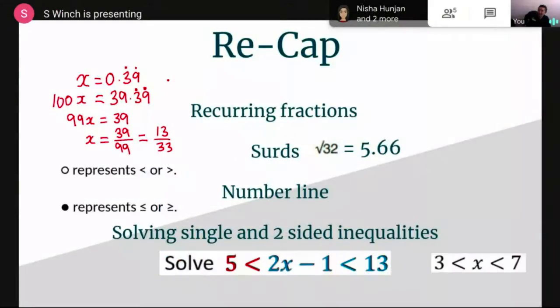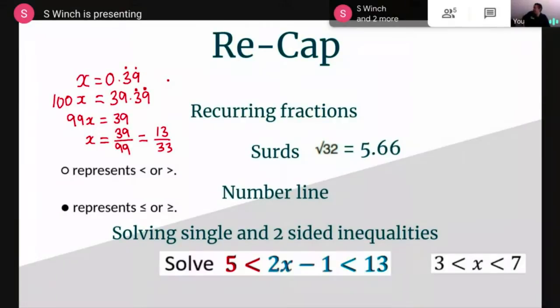When we had a recurring fraction, we found out what x was. So if 0.39 recurring was our number, then we had to convert it into a fraction. We did that by multiplying it by 100 to give us 39.39 recurring. And to turn it into a whole number, we then subtracted one part. So we subtracted x from 100x to give us 99 parts. And of course, 39.39 recurring, subtracted by 0.39 recurring, gives us 39 as a whole number. And that's over 99. And then we can simplify it down to 13 over 33.